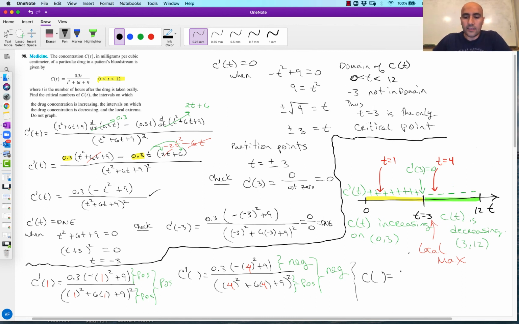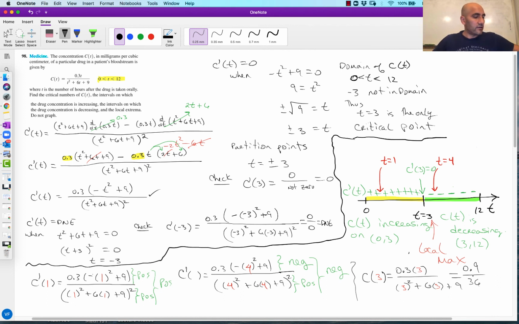C of blank is equal to, going back to the original function, 0.3 times blank, all over blank squared, plus 6 times blank, plus 9. We want to evaluate what happens to our function at 3. So it'd be a 3 there, a 3 there, a 3 there, and a 3 there. This is going to be 0.9 in the numerator, divided by, and this will be 9 plus 9 is 18, plus 18 is 36. So it's just 0.9 divided by 36.